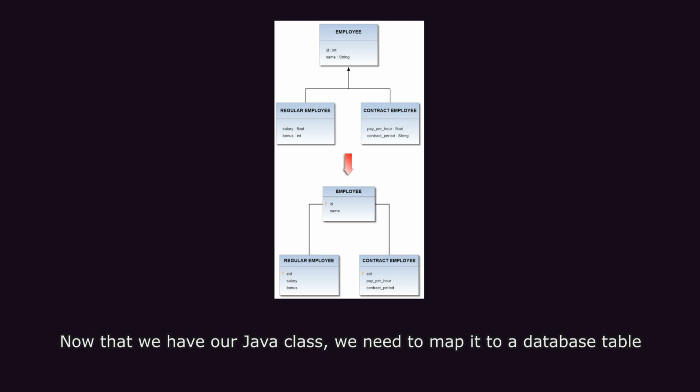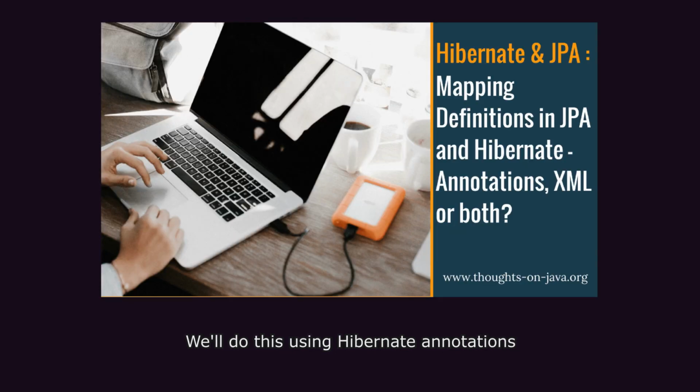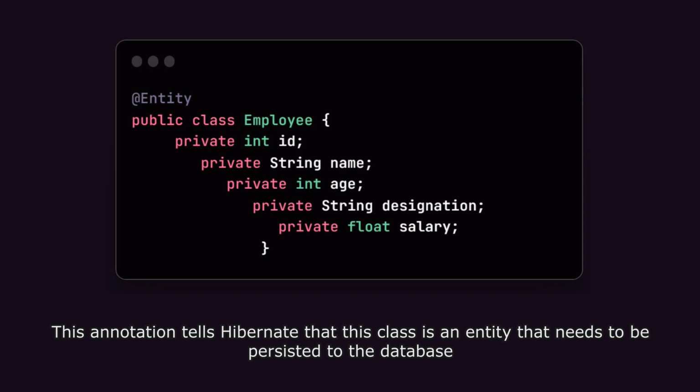Now that we have our Java class, we need to map it to a database table. We'll do this using Hibernate annotations. First, we need to add the Entity annotation to our Employee class. This annotation tells Hibernate that this class is an entity that needs to be persisted to the database.